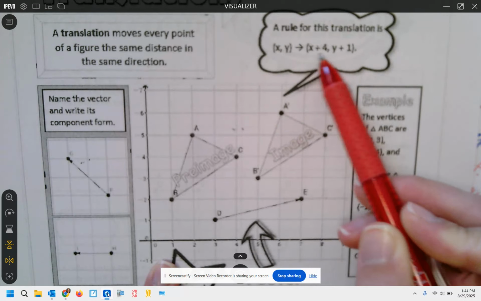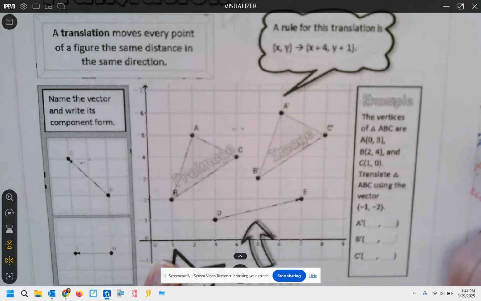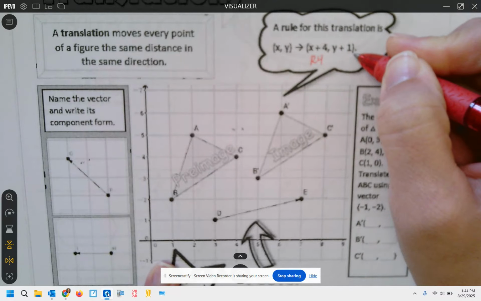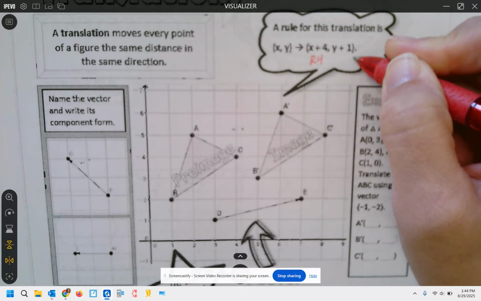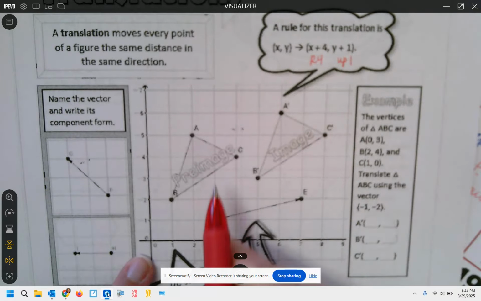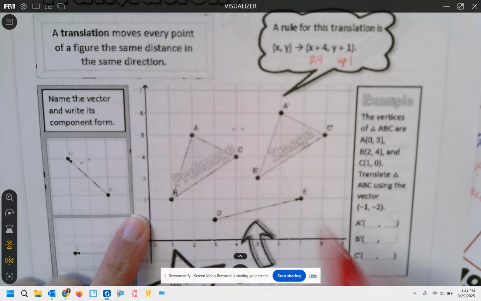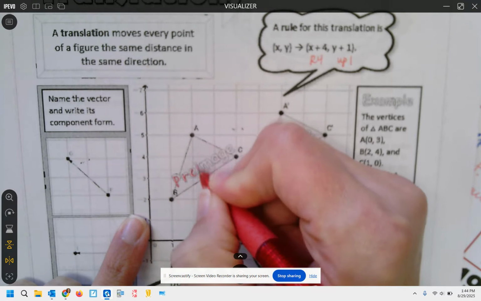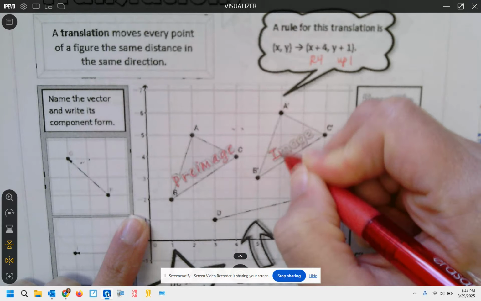So whatever the horizontal movement is here will be added or subtracted with the x. So since it's x plus 4, that's taking it right 4. And since it's y plus 1, adding or subtracting something from y is going to give us the vertical up and down movement. So this would be up 1. So if you just pick a point on triangle ABC and follow it to the image, this is what we call the pre-image, what we start with, and then whatever we end up with is called the image.